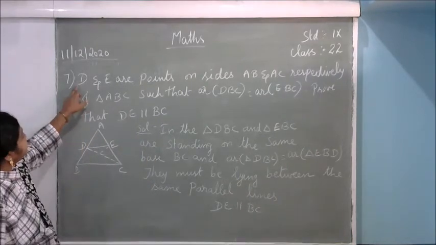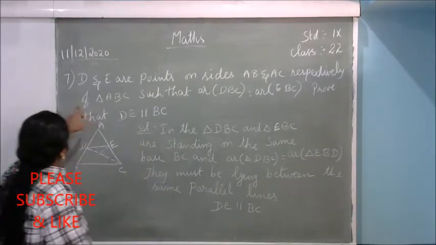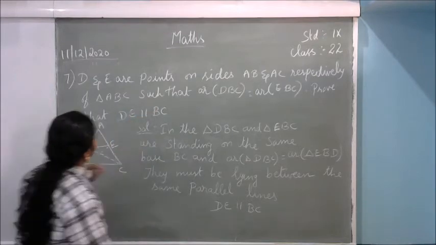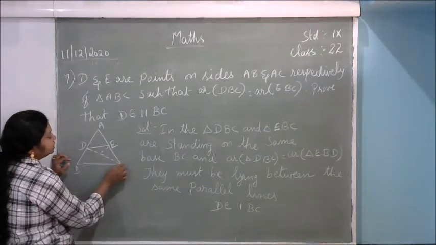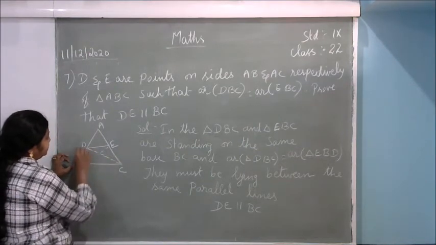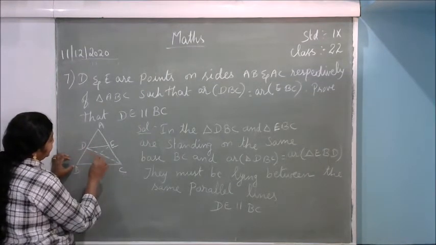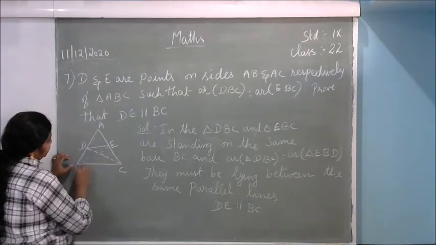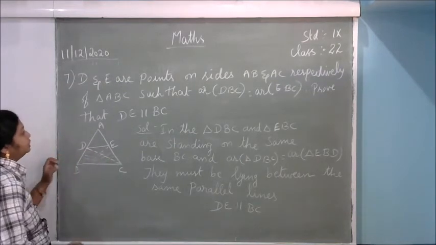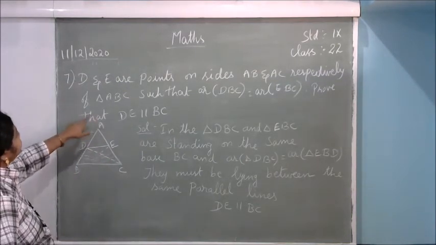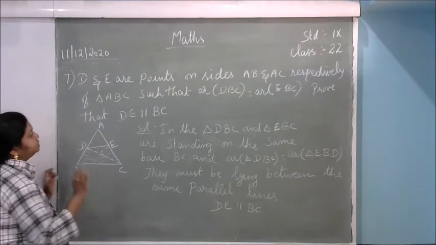The seventh sum. D and E are points on the sides AB and AC respectively of triangle ABC such that area of BDC is equal to area of EBC. Then you have to create one triangle; if you put one line here, you will get triangle DBC. Area of DBC is equal to area of EBC. This area and this area are equal. They have given that. Prove that DE is parallel to BC.